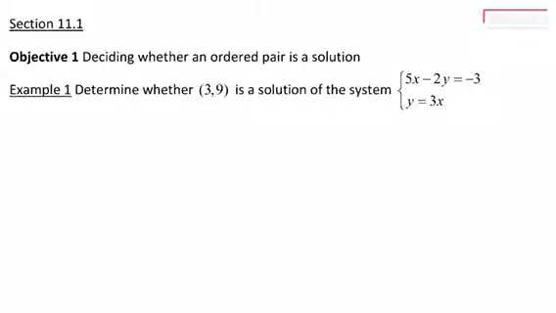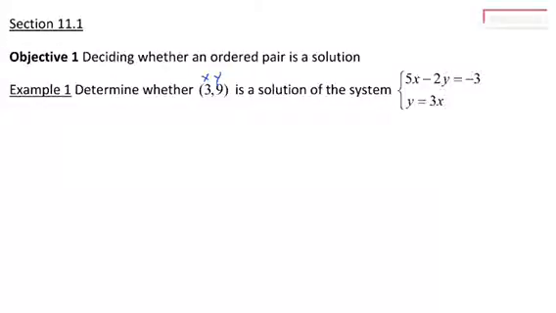Objective 1 is deciding whether an ordered pair is a solution. We're going to start off with a system, which is 2 or more lines, and we're going to determine whether (3, 9) is a solution of the system. What this means is I'm going to put 3 in for x and 9 in for y. And if this is a solution, then each of the statements will be true.